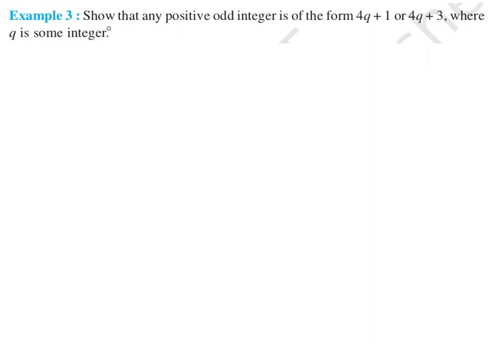Next, we'll show that any positive odd integer is of the form 4q plus 1 or 4q plus 3, where q is some integer. So what do we have to prove? Every positive odd integer. In this case, we are only proving the form of positive odd integers. It is of the form 4q plus 1 or 4q plus 3.